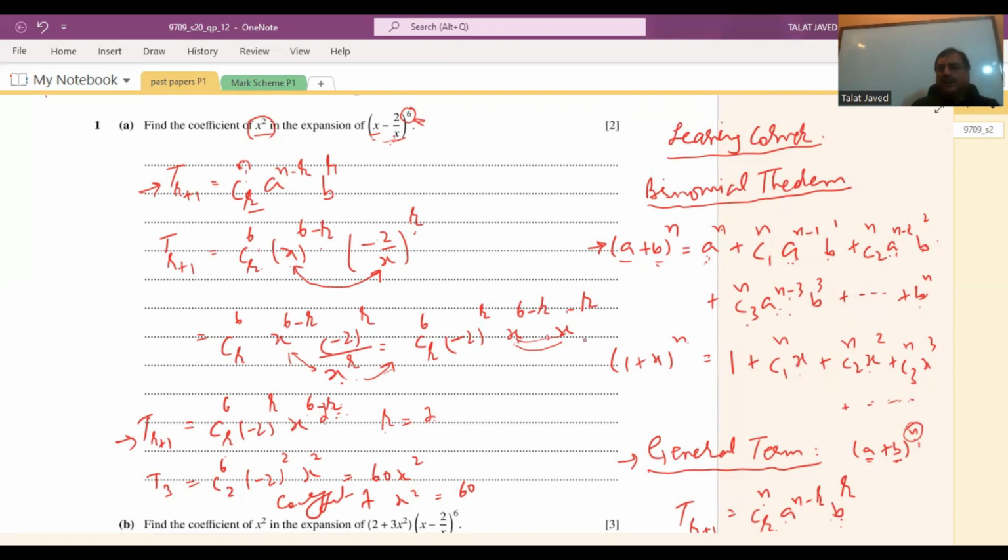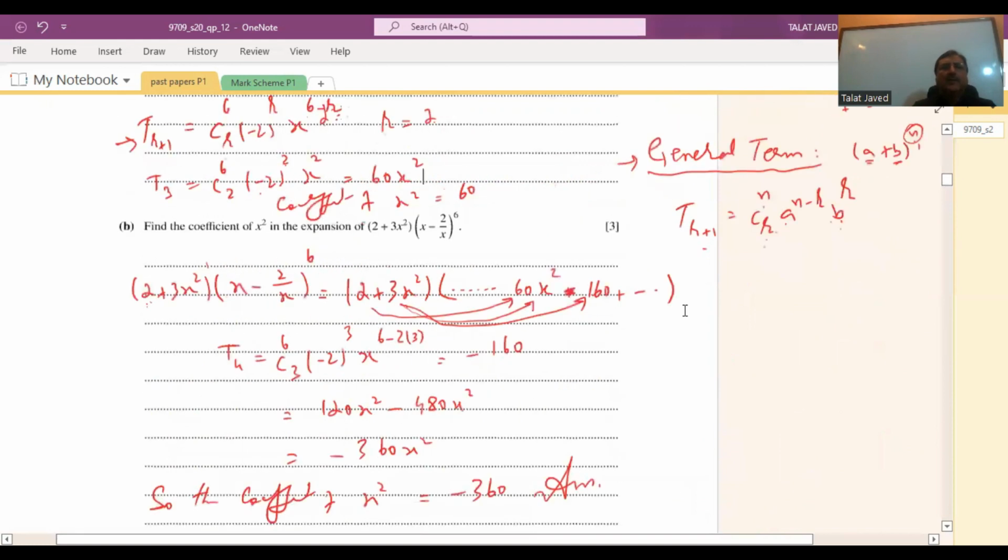Shift 6, shift division sign, and then multiply by 2. So you get 15 multiplied by minus 2 raised to power 2, which is 60. So the coefficient of x squared is 60.